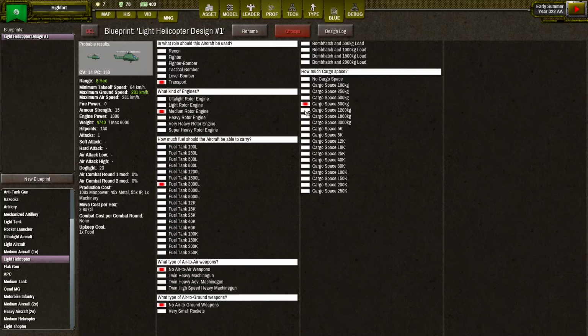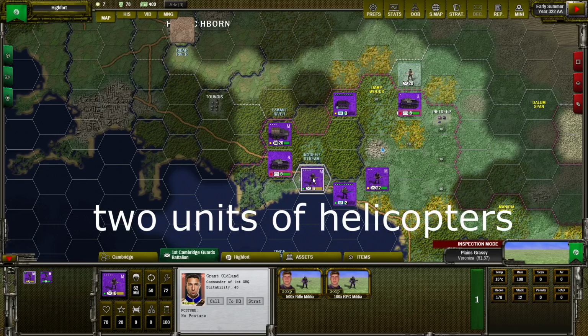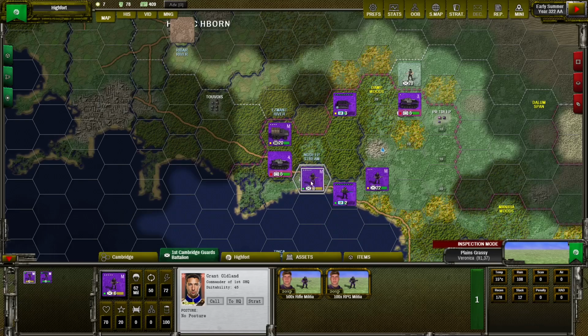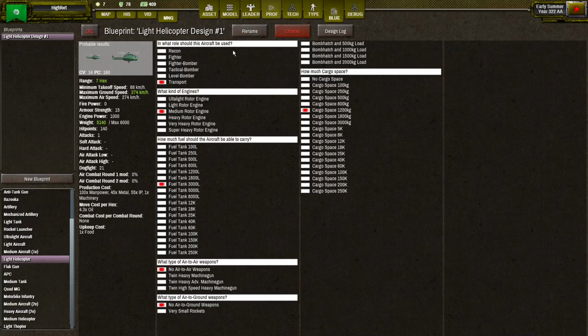So let's increase it to 1200. So we will have 12 logistical points multiplied by 3 subunits. It will be 36 logistical points. So 2 helicopters should be able to take this whole unit. And our commando. And range.